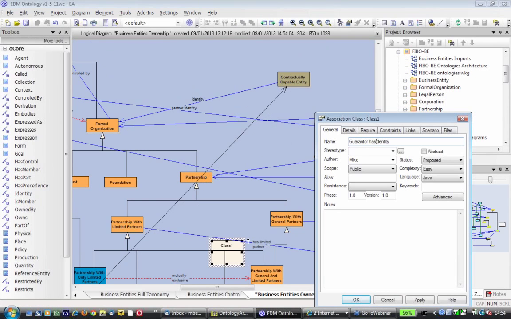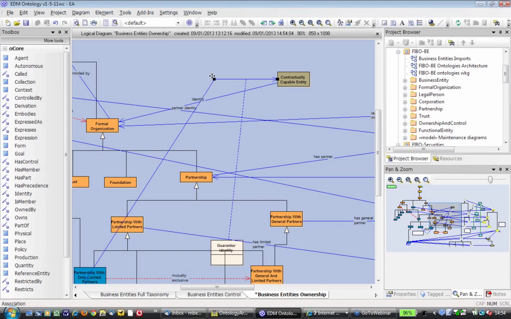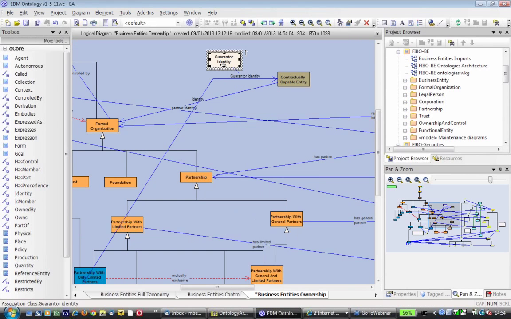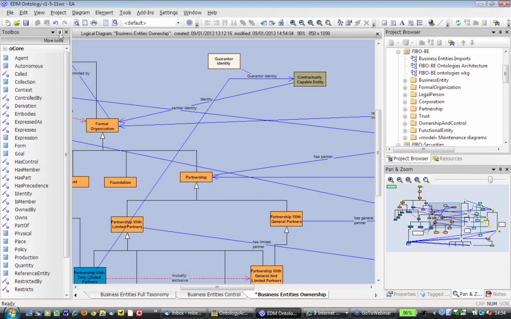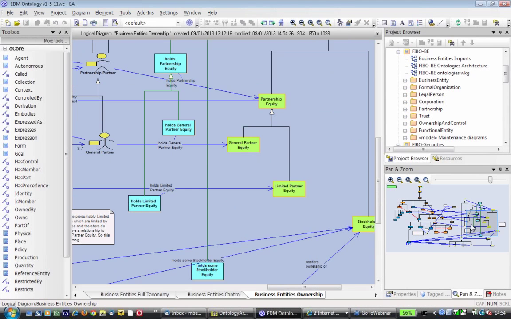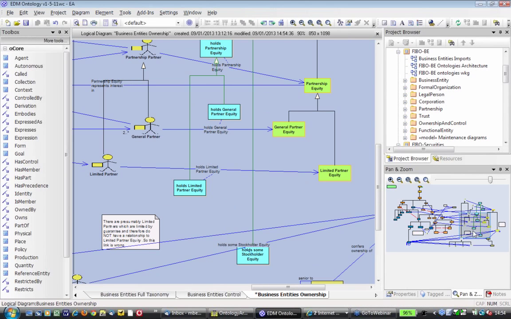Right, so any contractually capable entity. It can't be, for example, a married couple or a crime syndicate or something like that, but it can be our guarantor identity. It can be this fellow over here. I'm just going to bend that so it becomes a little easier to see, and I'm just going to start putting the same names on the relationships in the boxes for future tidiness.